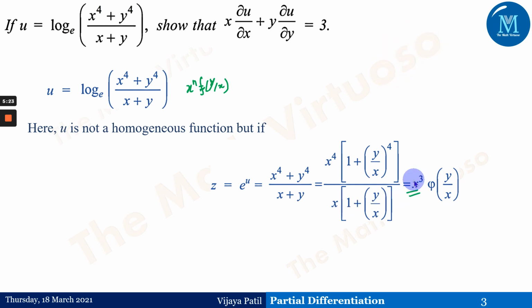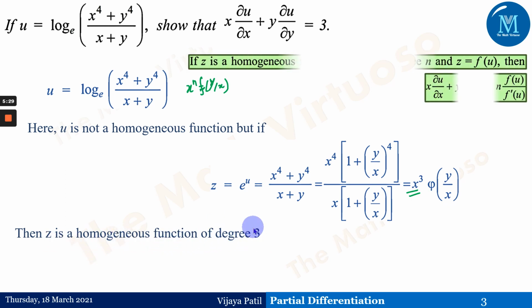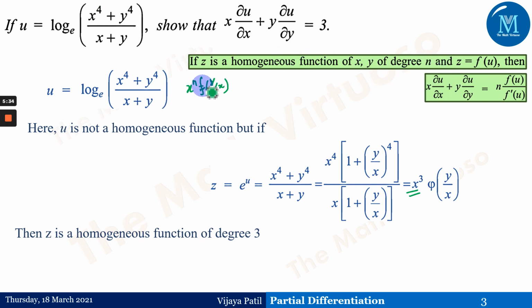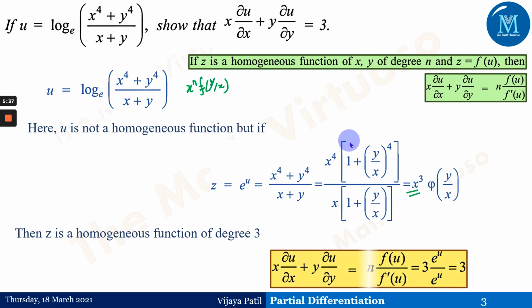Okay, therefore z is a homogeneous function with degree 3, and because of this particular identity which we have done in the last slide, we'll be able to see that x dou u upon dou x plus y dou u upon dou y is equal to n into f of u upon f dash of u. We know that e to the power u is f of u over here, so e to the power u upon e to the power u, since f dash of u is e to the power u itself, we get this equal to 3, and hence we have got this particular show that part, or prove that part.